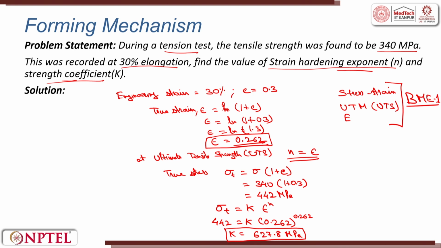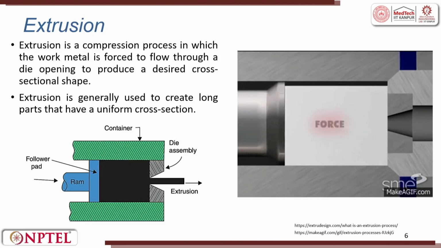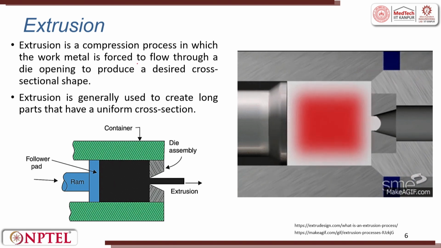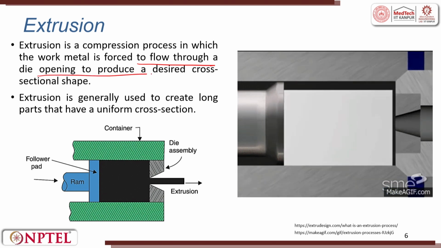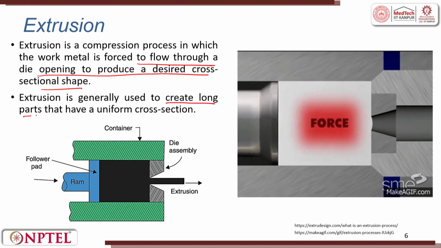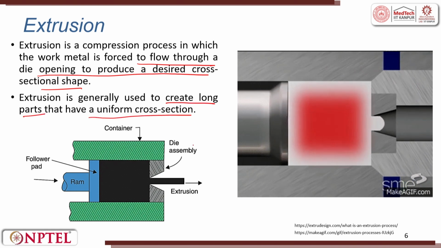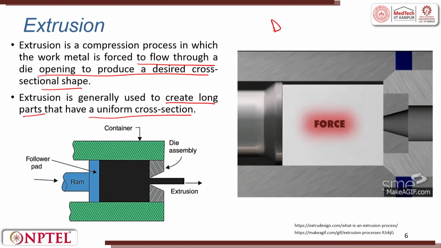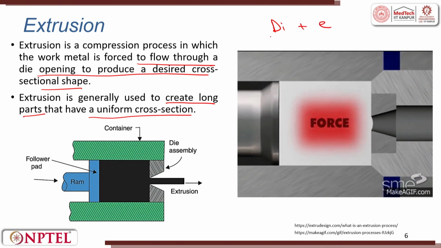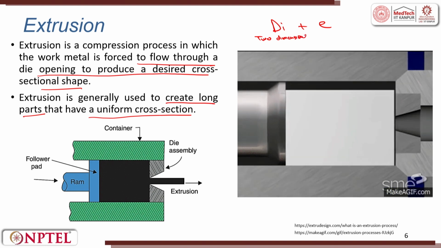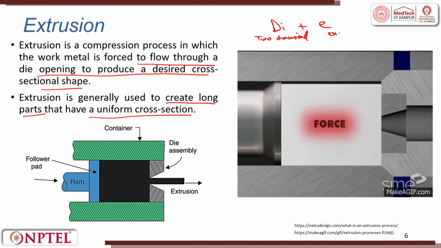Let me now come to one of the metal forming processes, that is extrusion. Extrusion is a compression process in which the work metal is forced to flow through a die opening to produce a desired cross sectional shape. Extrusion is generally used to create long parts that have uniform cross section. Generally it is said the die is di plus e. Die is two-dimensional and E here is for extrusion.